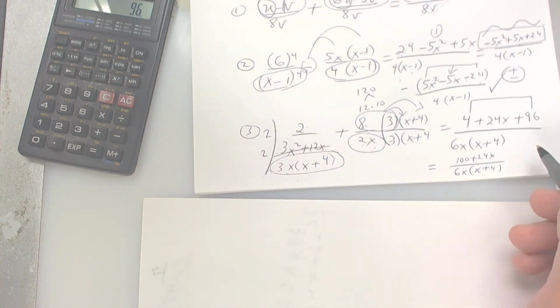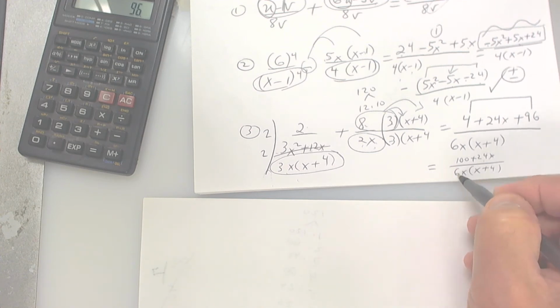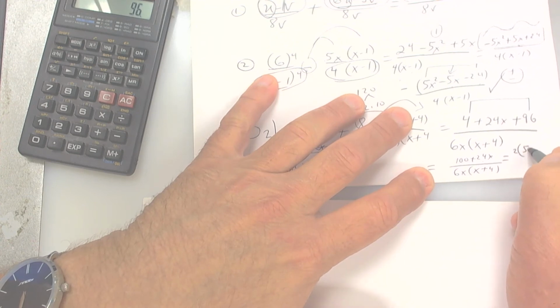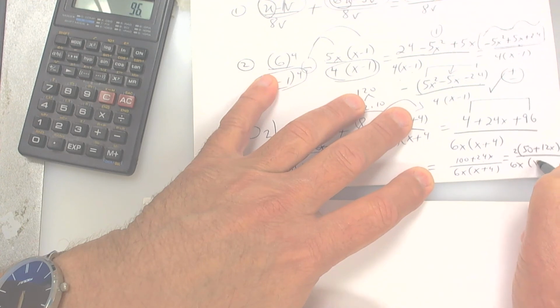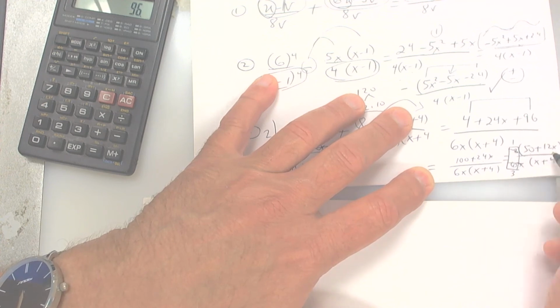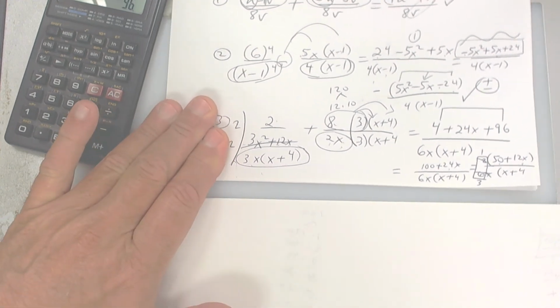Now, let me think here. I think we can factor out a 2 to get rid of some of this. So you would factor out a 2 and you'd be left with 50 plus 12x over 6x and then x plus 4, and then you'd have to reduce this. 2 goes into 2 once, 2 goes into 6, 3. I don't think you can take a 3 out, so I think that's your answer right there. And that's a lot of work. Let me slide it over.